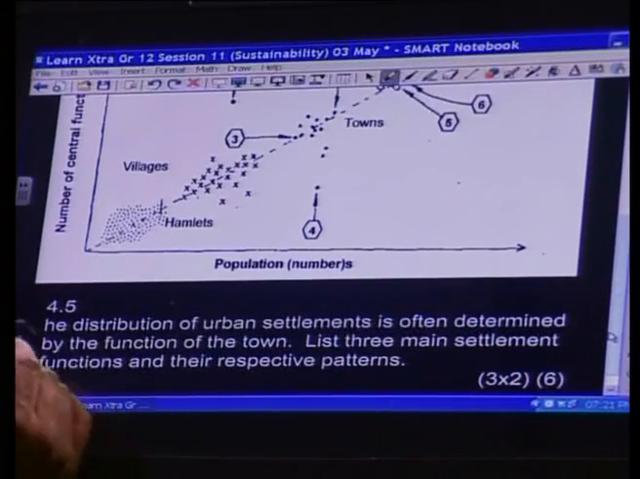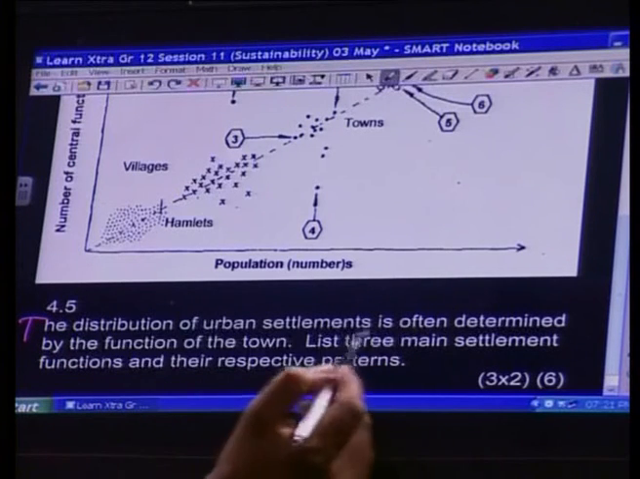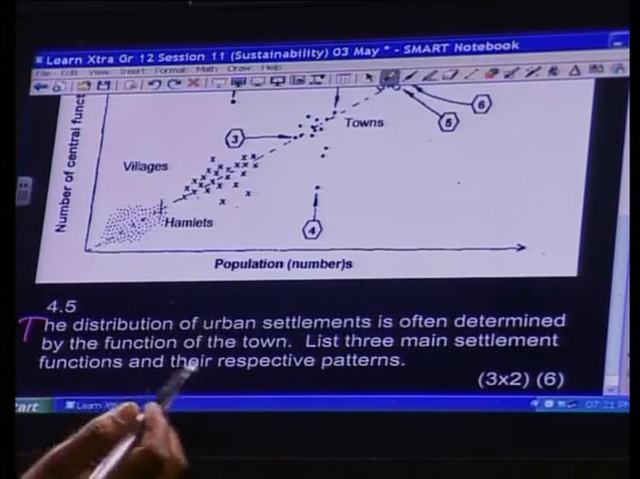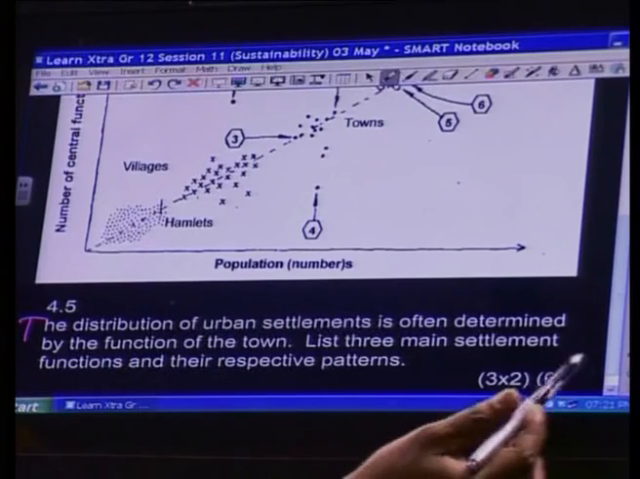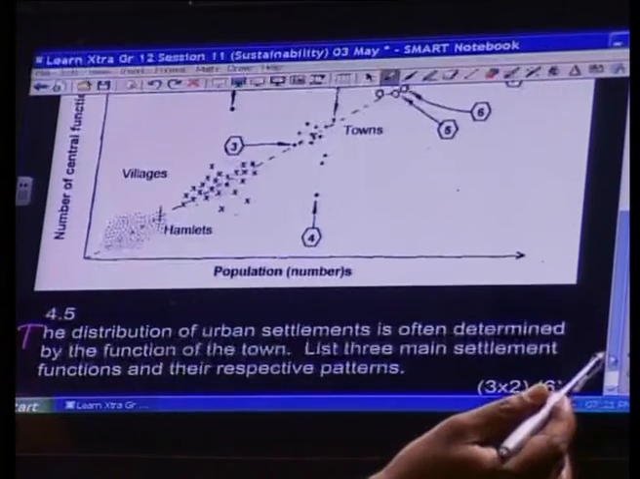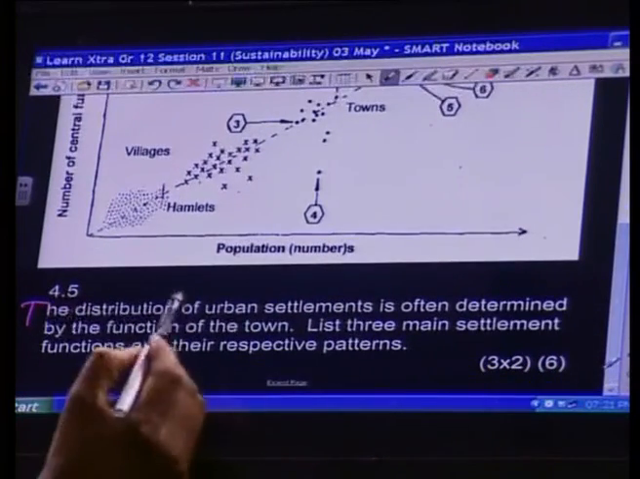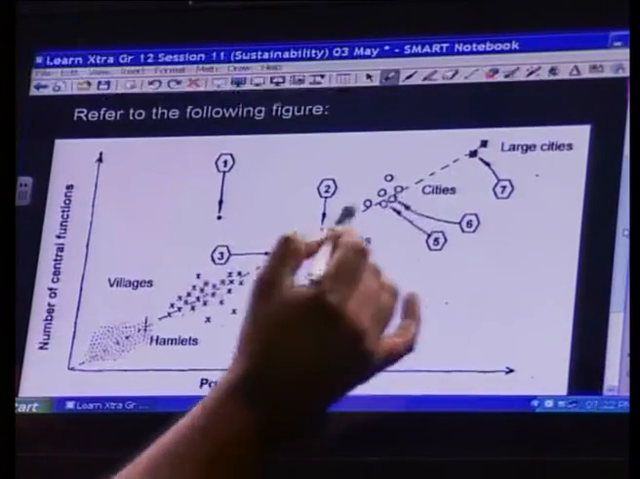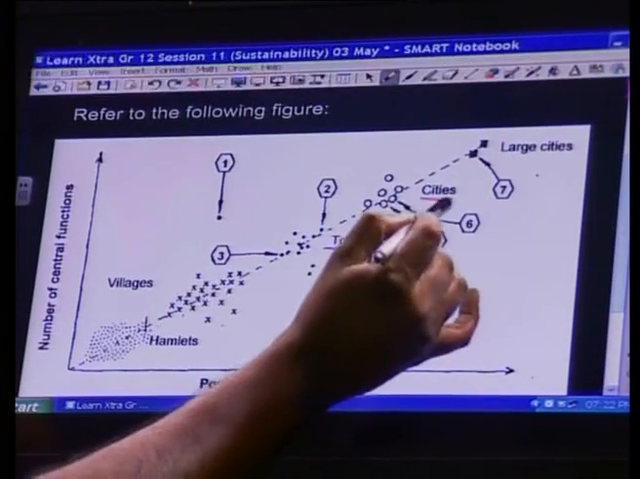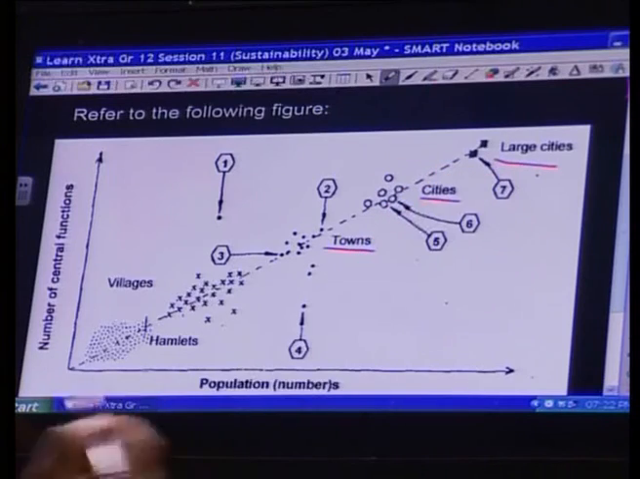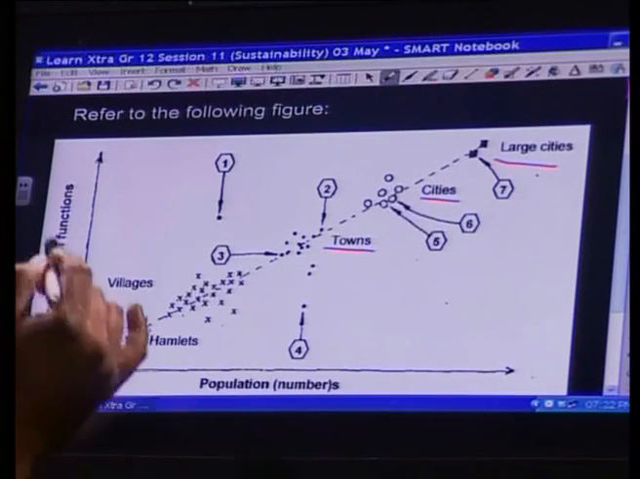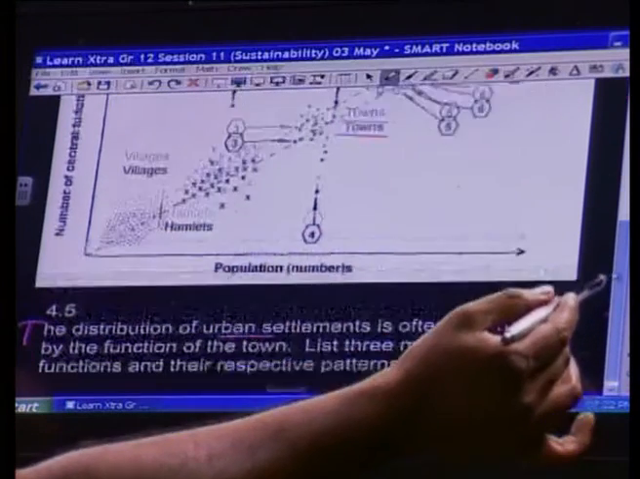The distribution of urban settlements is often determined by the function of the town. List 3 main settlement functions and their respective patterns. Let's look at this question. The distribution of urban settlements. Our urban settlements are towns, cities, and large cities. And they are distributed according to this graph in terms of population and central functions.